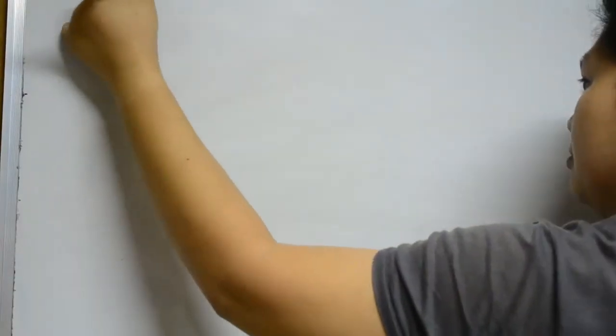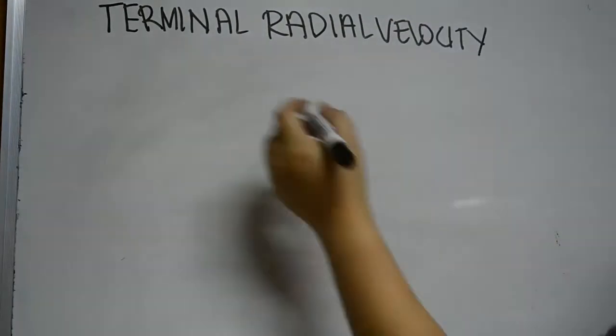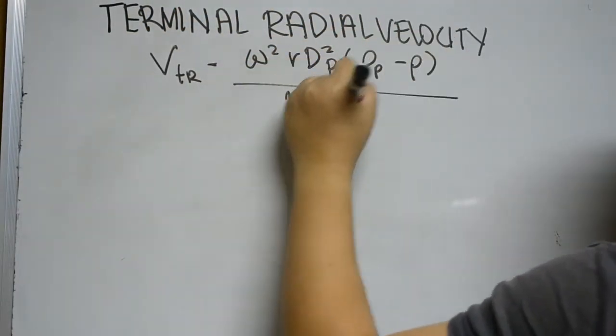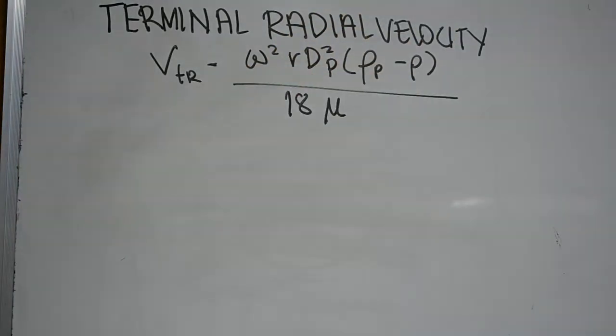It is assumed that particles on entering a cyclone quickly reach their terminal settling velocities. Particle sizes are usually so small that Stokes law is considered valid. For centrifugal motion, the terminal radial velocity V_TR is given by the equation below. V_TR is equal to omega squared times R times D_P squared times rho_P minus rho all over 18 nu, wherein omega is the angular velocity, R is the radius of the cyclone separator, D_P is the particle diameter, rho_P is the particle density, rho is the gas density, and nu is the gas viscosity.